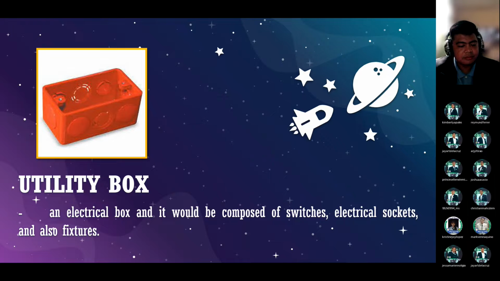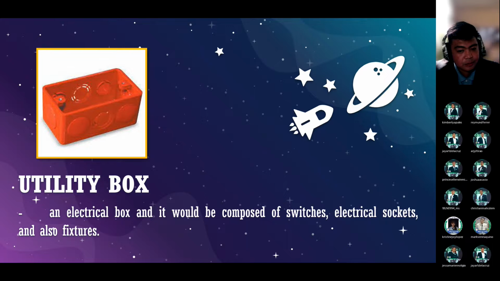Utility box. An electrical box, and it would be composed of switches, electrical sockets, and also fixtures. Okay, thank you, Kimberly. A utility box can also be called an electrical box, and it would be composed of switches, electrical sockets, and also fixtures. The major difference between a junction box and a utility box is that the junction box would house the electrical connections, while the utility box is used to install switches, fixtures, and so on.